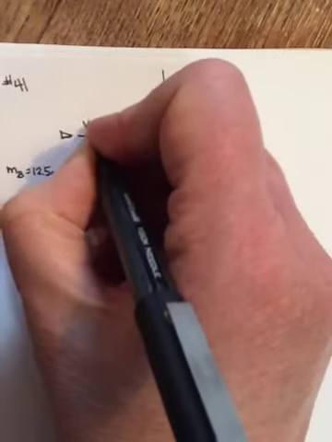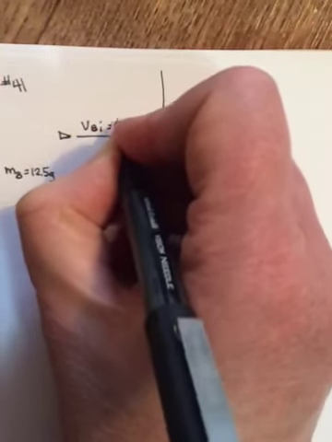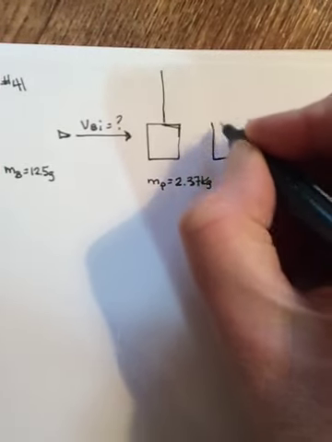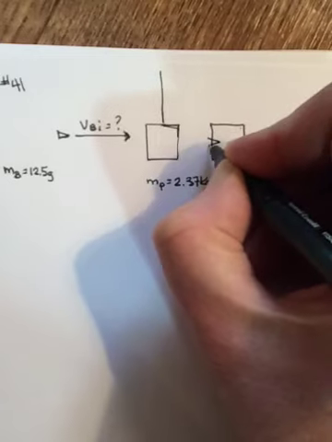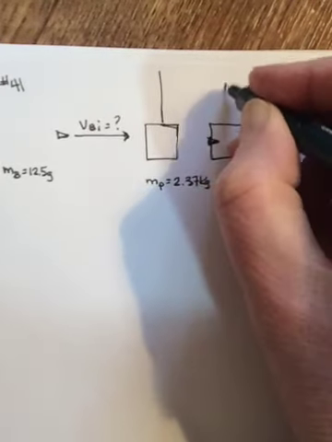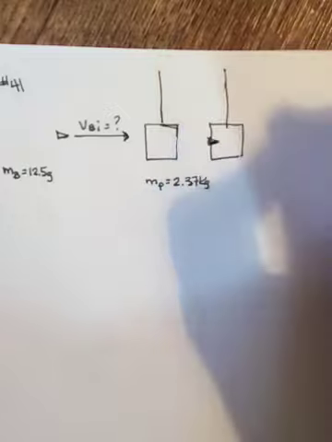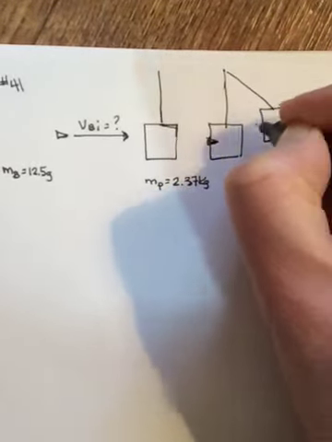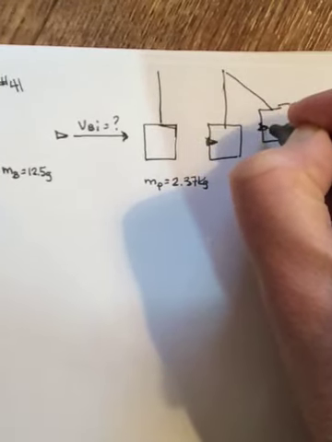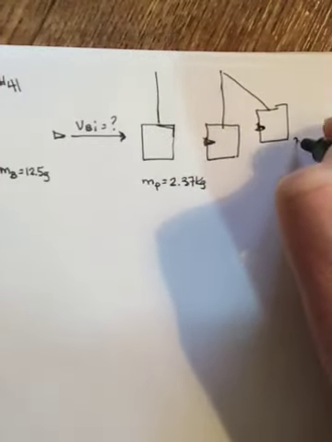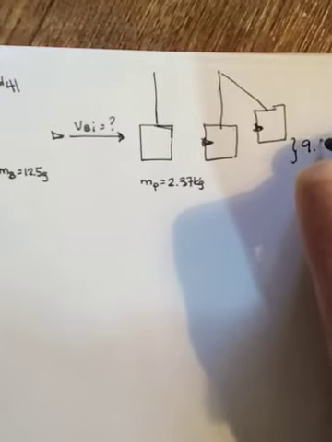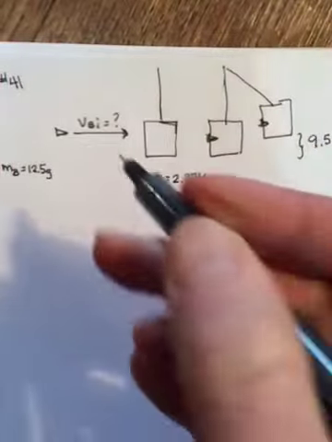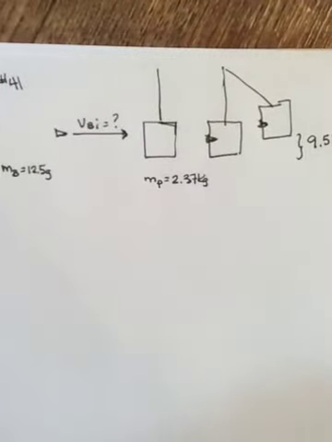Okay, so we do not know the initial velocity of the bullet. That's what we're looking for. But it says after the bullet hits the pendulum, it sticks in the pendulum. So it stays embedded in the pendulum, and then the collision causes the pendulum with the bullet in it to swing up so that it reaches a maximum height above where it was of 9.55 centimeters. And the question is, well then what must be the initial velocity of the bullet?